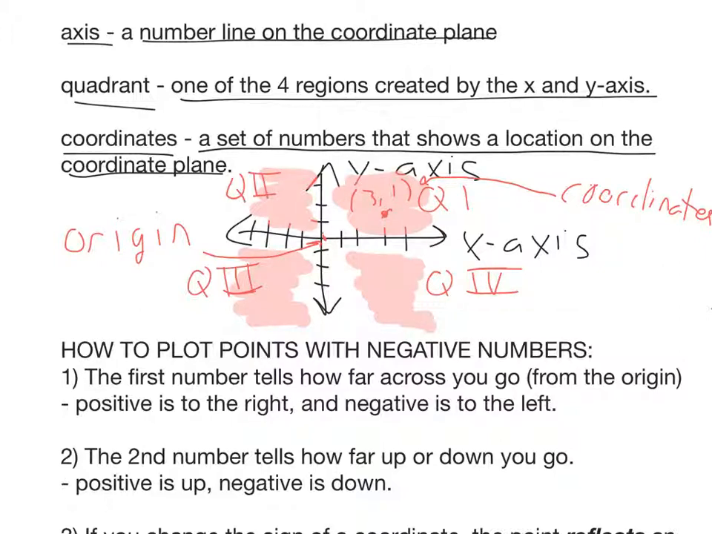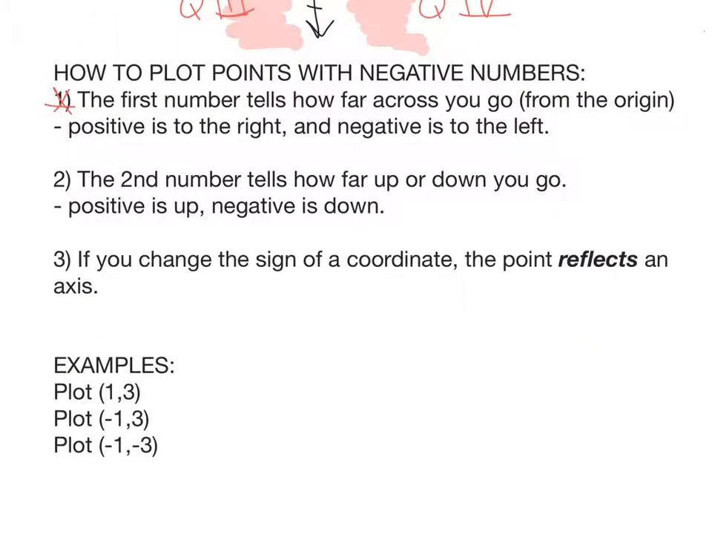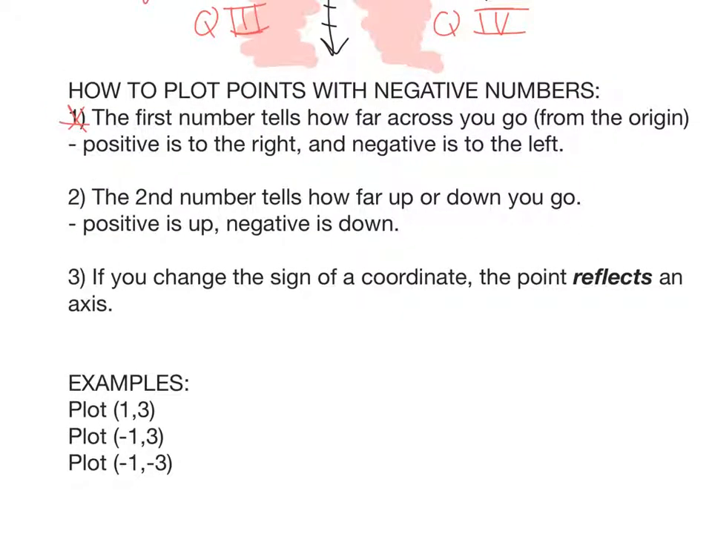Okay, so first step in how to plot points with negative numbers. Let's look right here. The first number tells you how far across you go from the origin. Positive is to the right and negative is to the left. The second number tells you how far up or down you go. Positive is up and negative is down. And we'll worry about this last step after you see the first example.